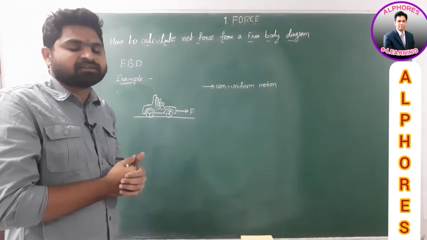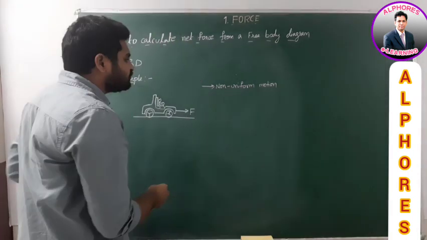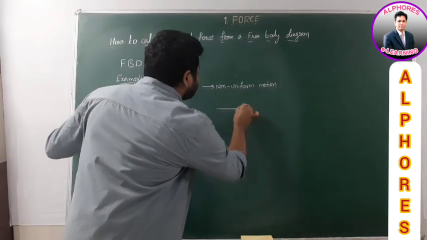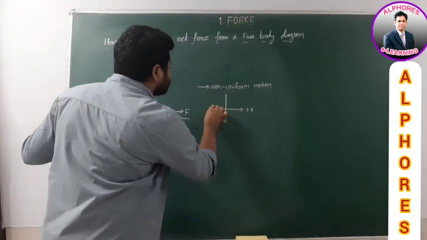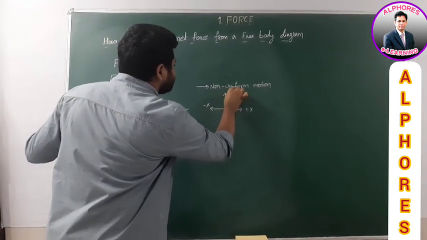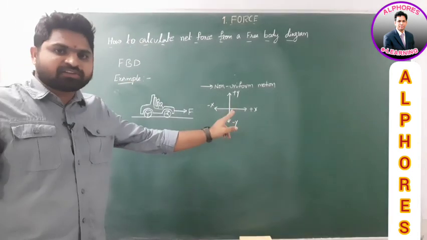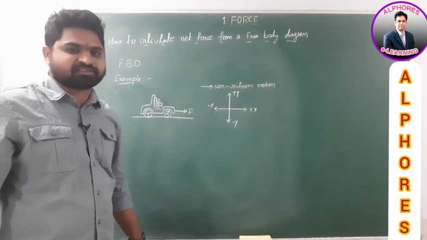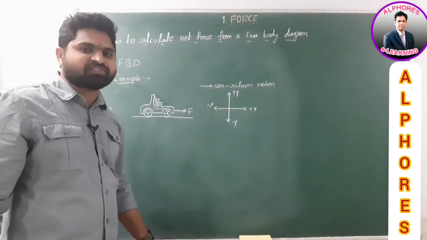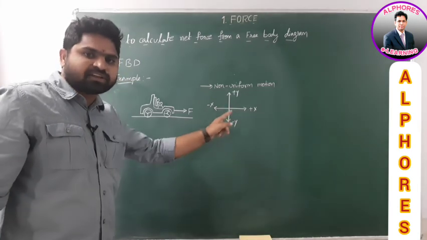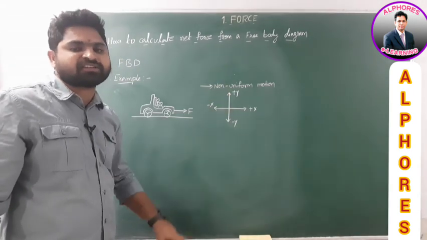The thing is here, we need to take a coordinate system with x and y axis: plus x axis, minus x axis, plus y axis, minus y axis. The thing is, you need to follow the sign conventions along positive x-axis, negative x-axis, positive y-axis and negative y-axis.